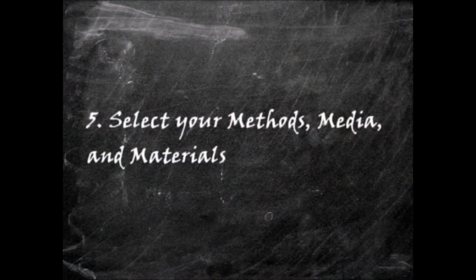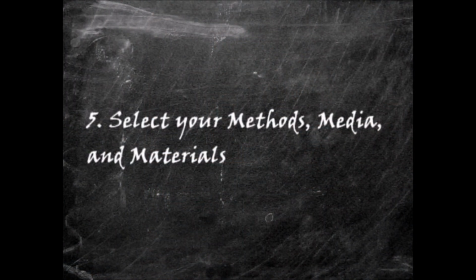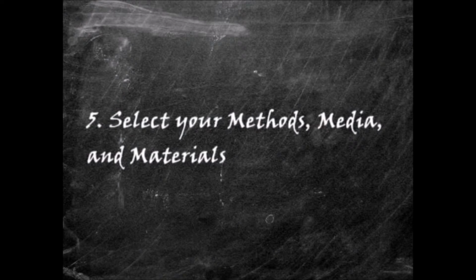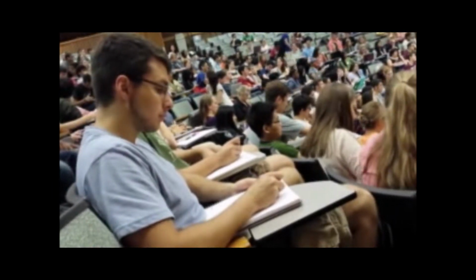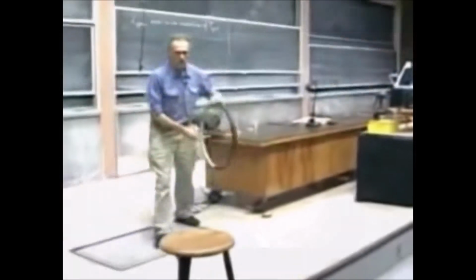The fifth principle and third stage in the Assure model is to select your methods, media, and materials. Now you have set the beginning point, in other words, the audience's present knowledge, skills, and attitudes, and the ending point, or objectives of your instruction. Your job is to build an instructional bridge that will connect the 2 points.